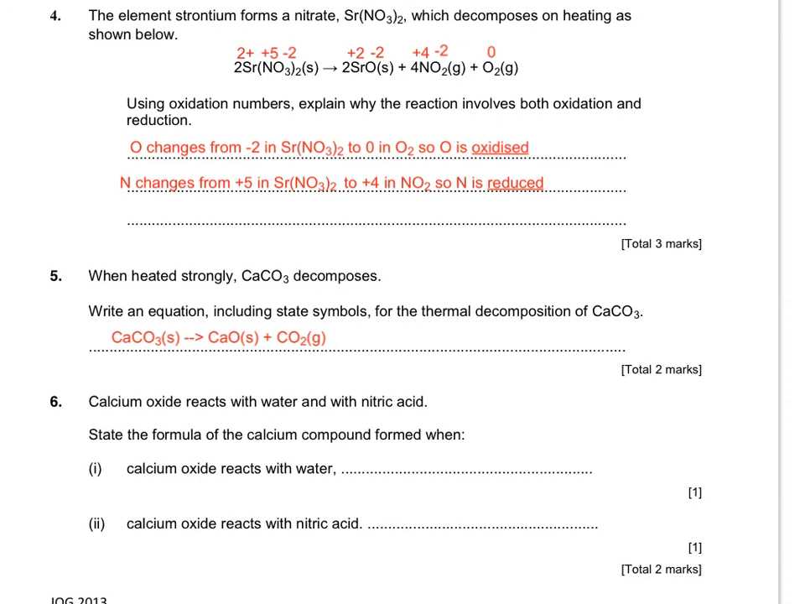And the final question, the calcium oxide reacts with water and with nitric acid, and you have to state the formula of the calcium compound formed when it reacts with each of those things. So that shouldn't be too difficult, seeing as all it really is is constructing formulae from ions that we did at the beginning of the year.